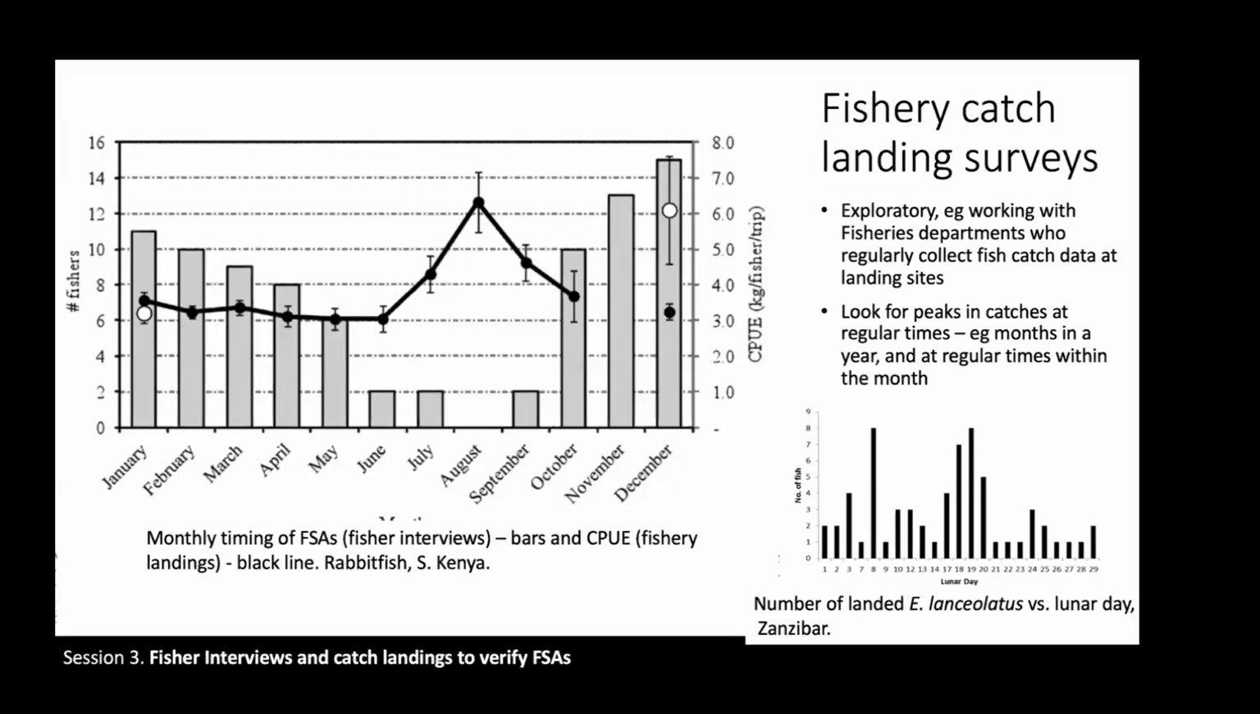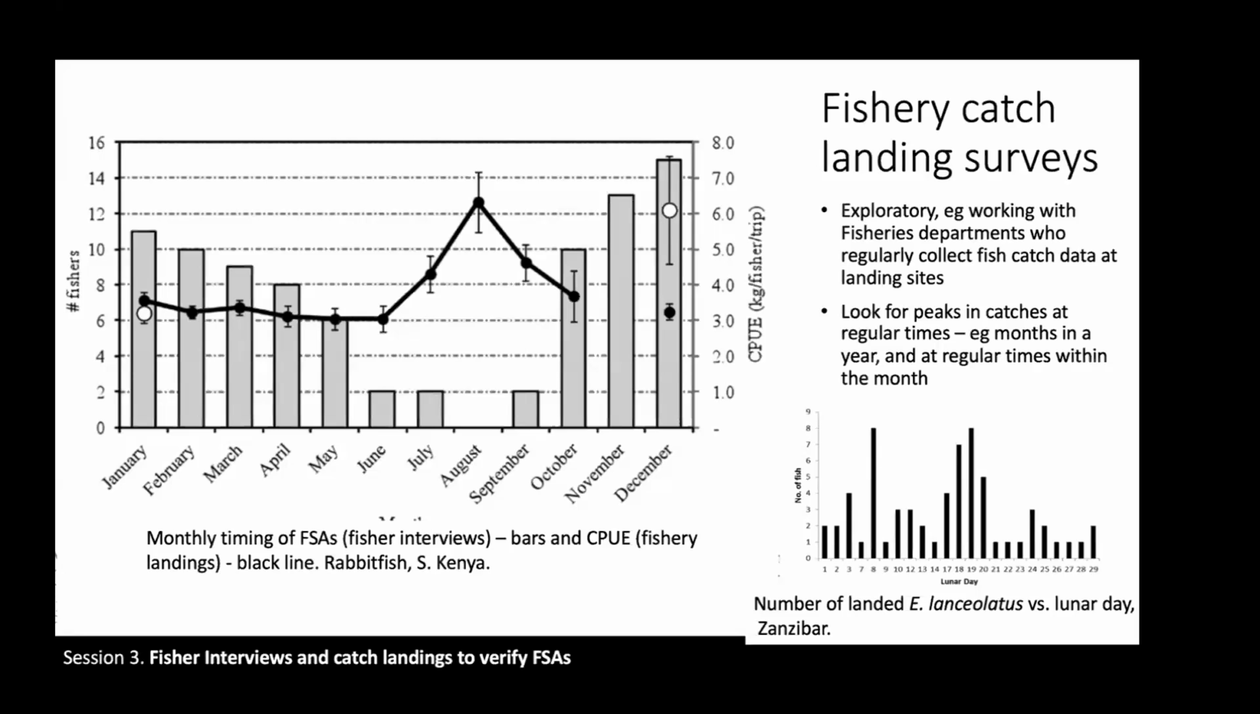So it's exploratory. The data I'm showing here is data we collected on rabbitfish in southern Kenya, looking for evidence of aggregations, and the histograms are the fisher interviews. When they reported the aggregations were occurring, which is largely in November, December, versus the CPUE or catch landings, which reports a peak in August, you can see they don't match.